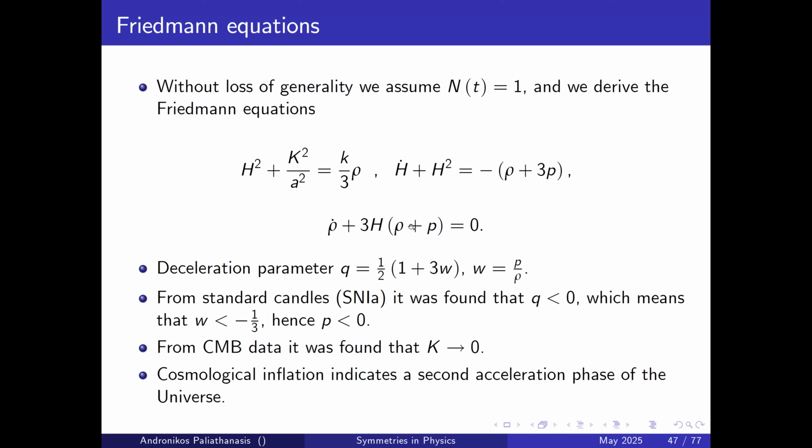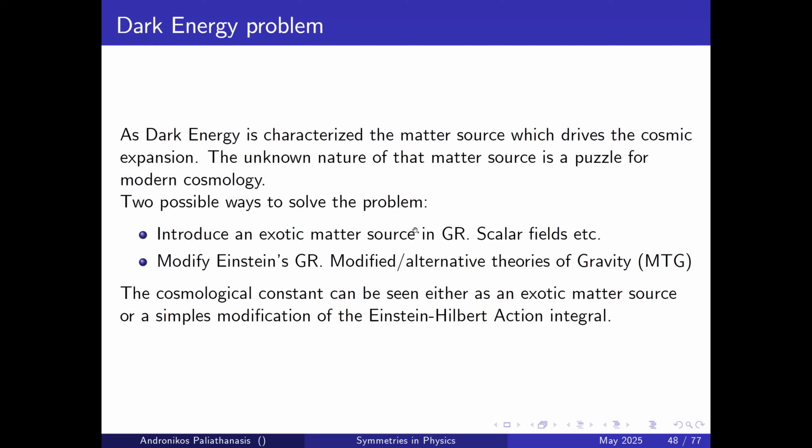So dark energy is characterized as the matter source which drives the cosmic expansion. The unknown nature of that matter source is a puzzle for modern cosmology. And there are two possible ways to solve the problem: introduce an exotic matter source in GR, scalar fields etc., or modify Einstein's general relativity, with modified alternative theories of gravity. The cosmological constant can be seen either as an exotic matter source or a simplest modification of the Einstein-Hilbert action integral.